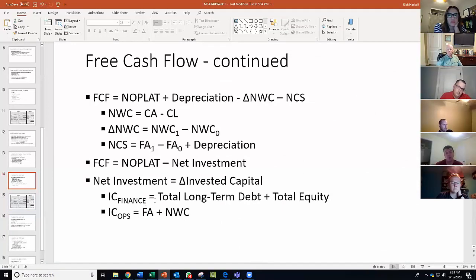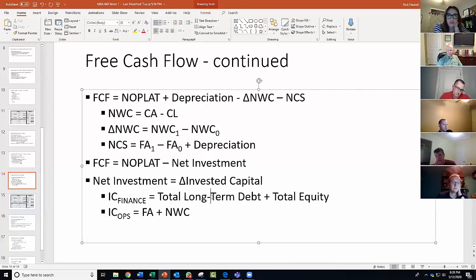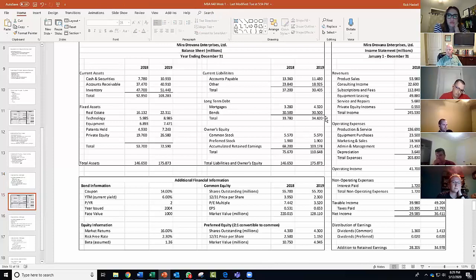The finance approach would be taking total long-term debt plus total equity. That's not a minus sign, that's a hyphen right here, okay? So total long-term debt plus total equity. Well, long-term debt is 34.82. Total equity is 110.648. And those combined will equal the exact same number as the fixed assets plus net working capital. Let me show that to you.